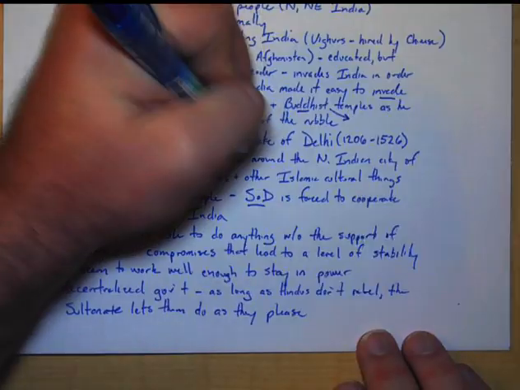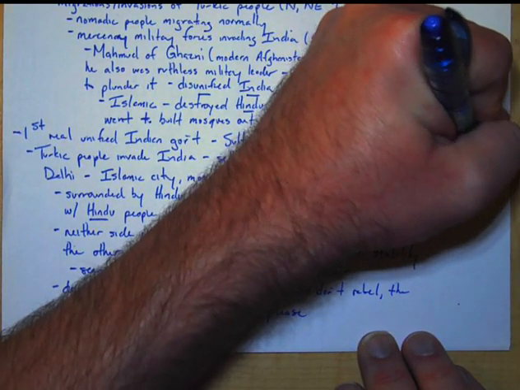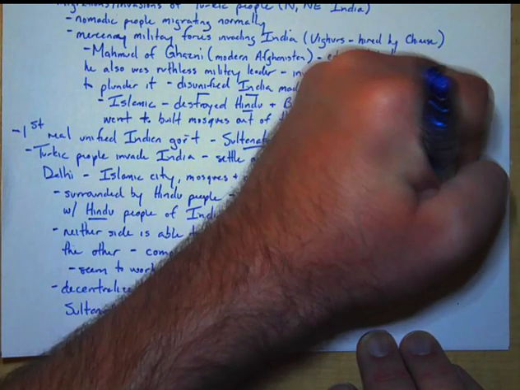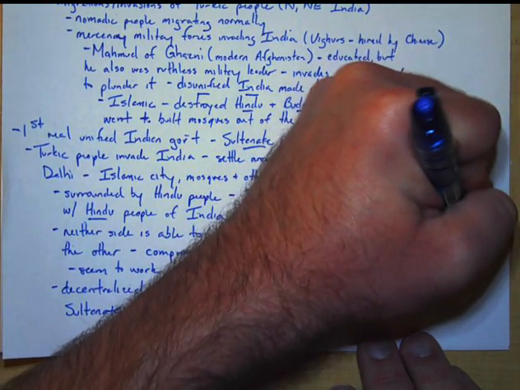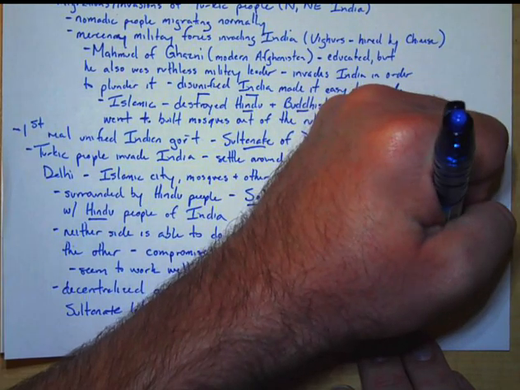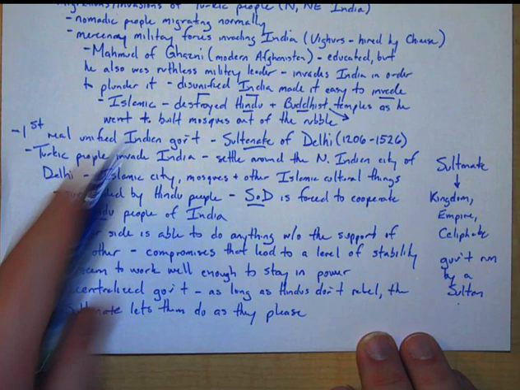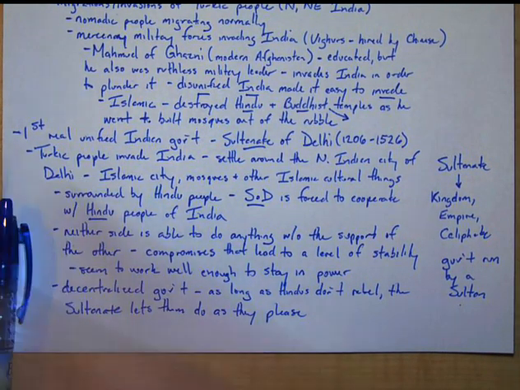Oh, and we should probably mention what a sultanate is. A sultanate is really no different than a kingdom or an empire or a caliphate. A sultanate is just a government run by a sultan. For our purposes, there's not a whole lot of difference between a sultanate and a kingdom or a caliphate. So it's just a form of government with a different type of king. In this case, it's a sultan running it instead of a king. We don't really need to go into the details of why they're different, but that's just what a sultanate is.